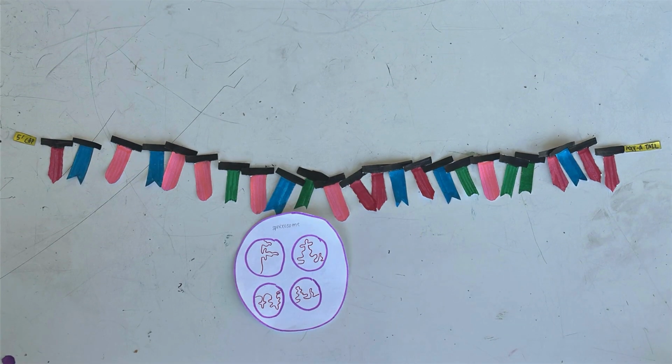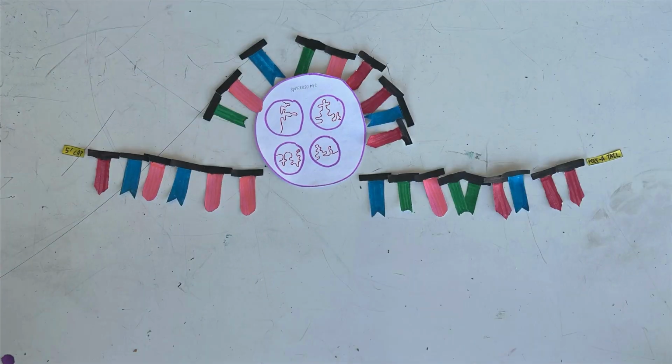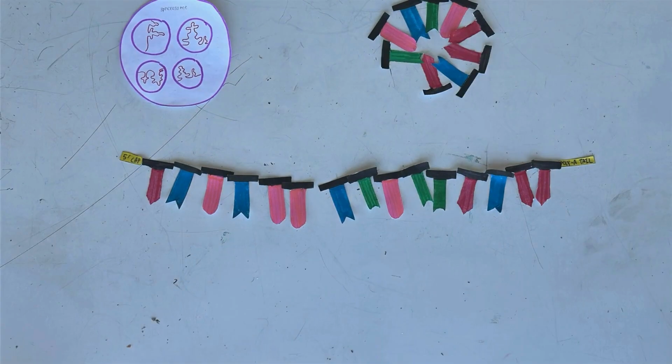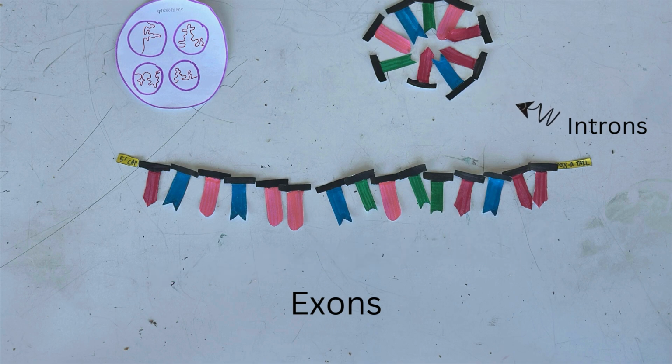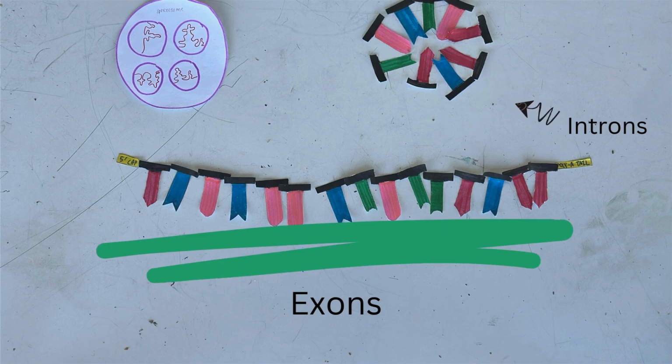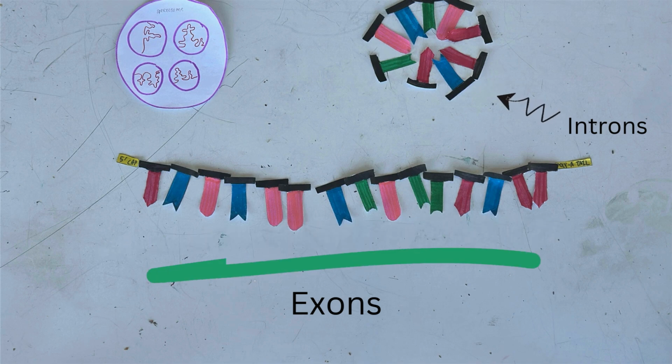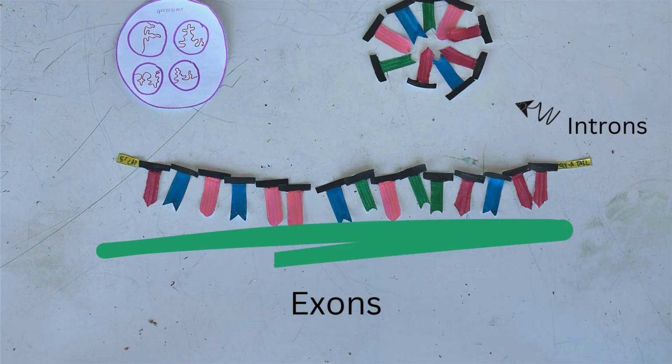Spliceosomes, which are complexes of proteins and small nuclear RNA, are responsible for removing introns and splicing the exons together. They recognize specific sequences at the intron-exon boundaries, cut out the introns, and join together the exons to form a continuous coding sequence.